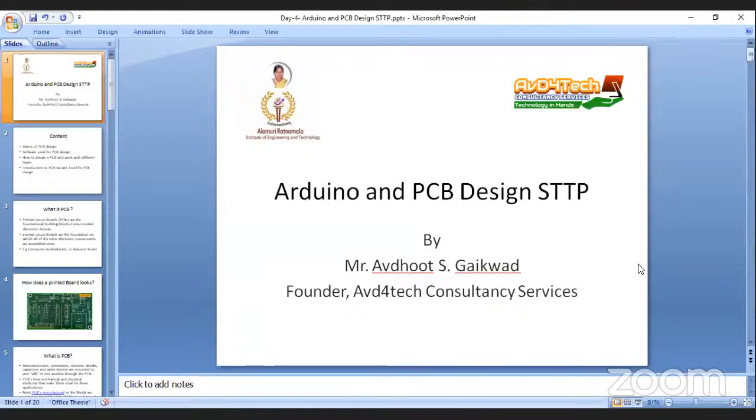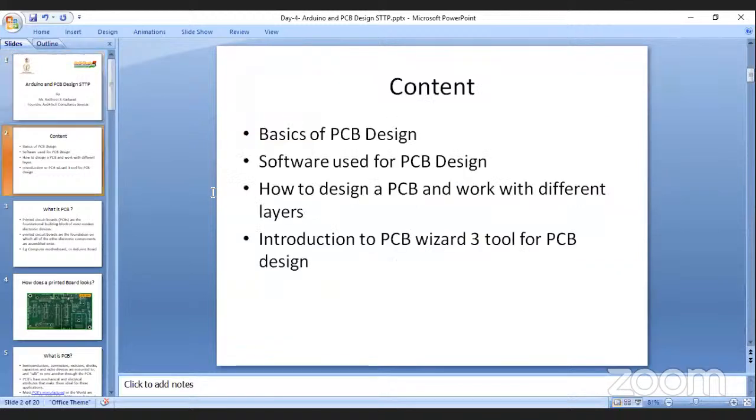So let us focus from today's session onwards on PCB design and how it is carried out. What are the basic fundamental things of PCB design? Let me take you to the content of my session for the day. We will try to understand the basics of PCB design, the different software tools or applications available for PCB design, how to design a PCB, and how to work with the different layers of a PCB.